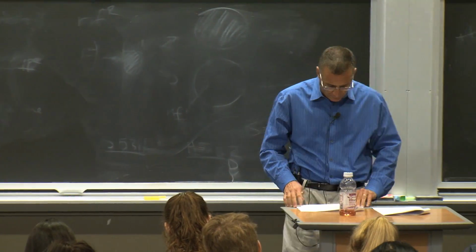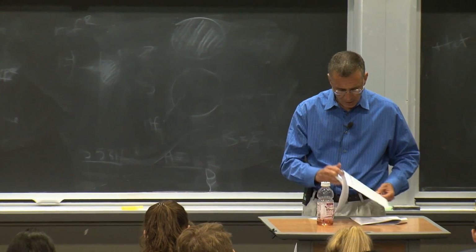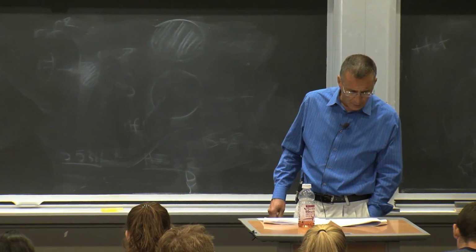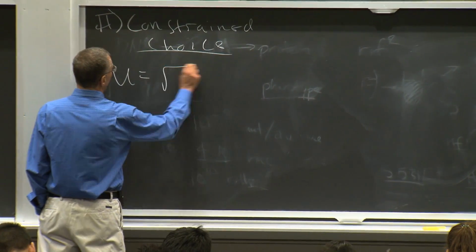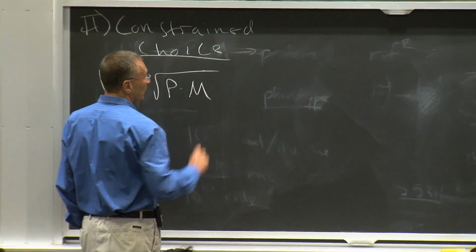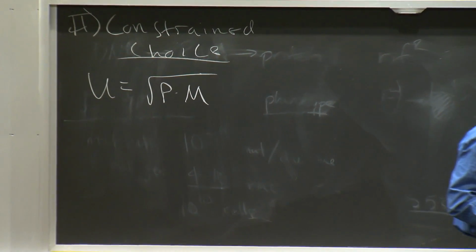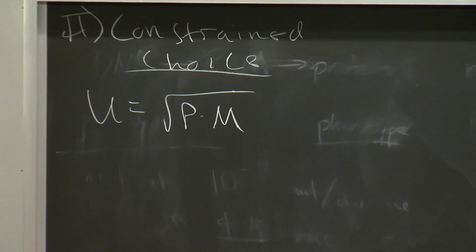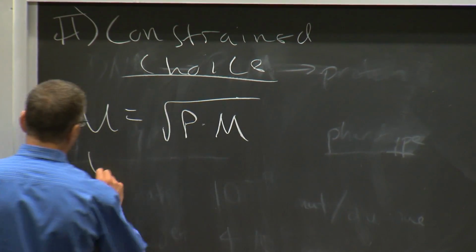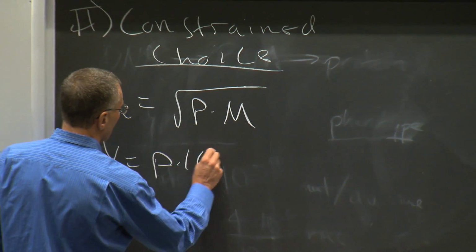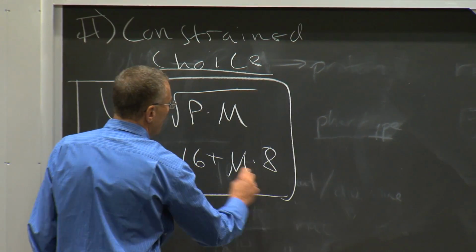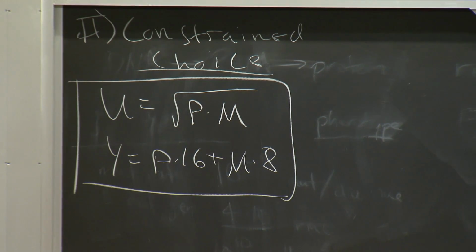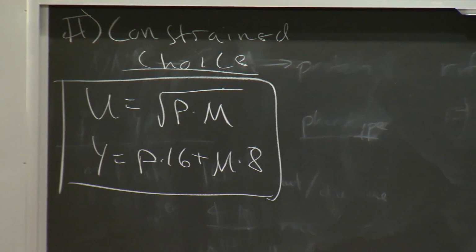So if you look at figure 5.4, we have the same utility function as before, U equals square root of p times m. Same one we worked with last time. And we have the initial budget constraint I just talked about, which is that y equals p times 16 plus m times 8. That's your budget. So this is our constrained maximization problem now, and we're going to talk about how to solve it graphically, then we're going to talk about how to solve it mathematically. So let's first talk about solving it graphically.